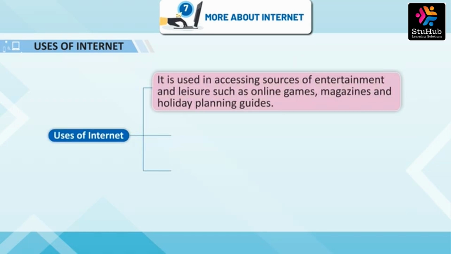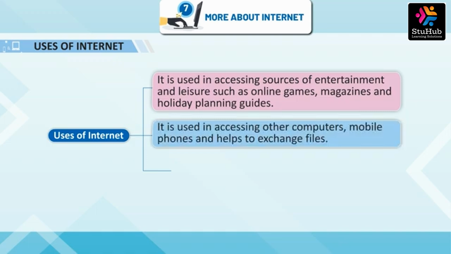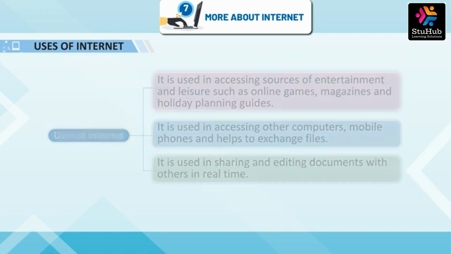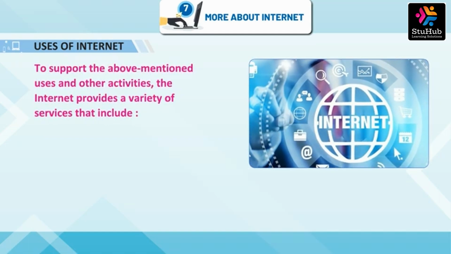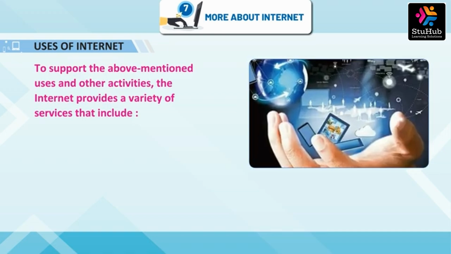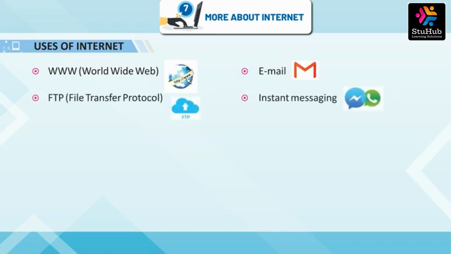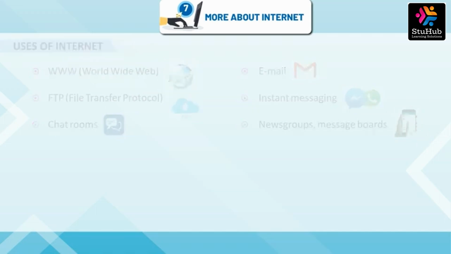It is used in accessing sources of entertainment and leisure such as online games, magazines, and holiday planning guides. It is used in accessing other computers, mobile phones, and helps to exchange files. It is used in sharing and editing documents with others in real time. To support the above-mentioned uses and other activities, the Internet provides a variety of services that include www, World Wide Web, email, FTP, File Transfer Protocol, instant messaging, chat rooms, newsgroups, message boards.